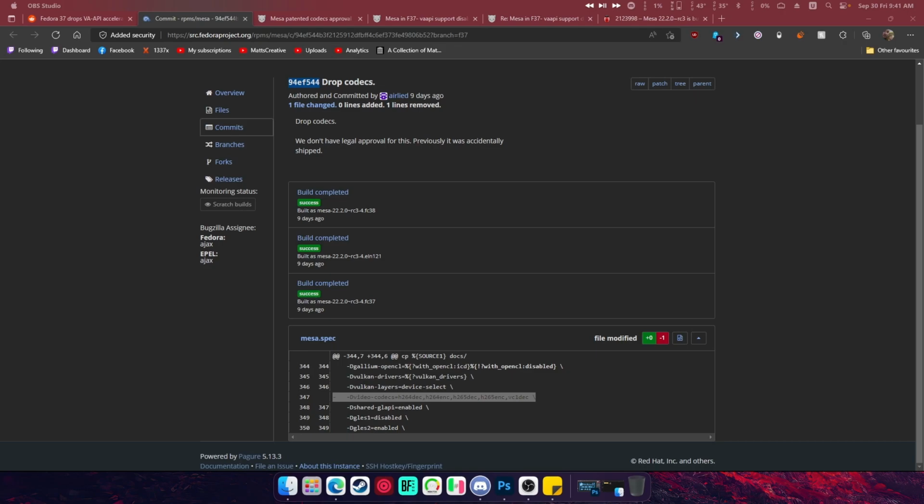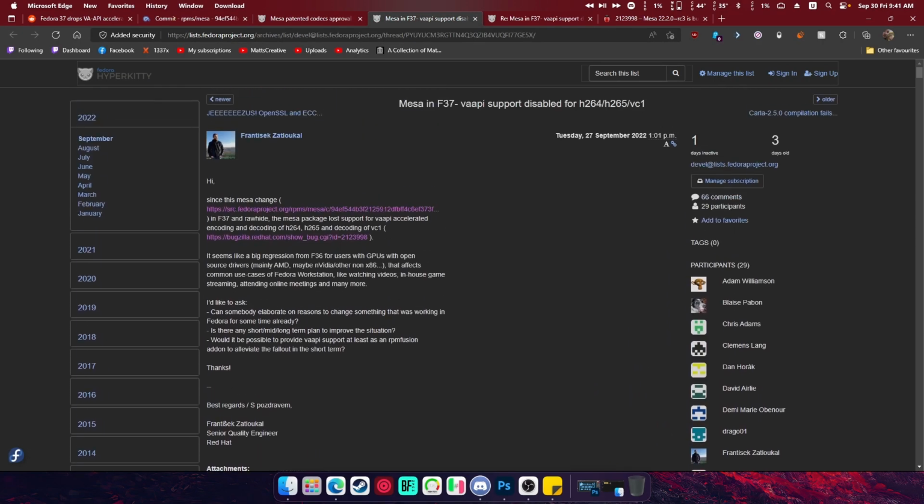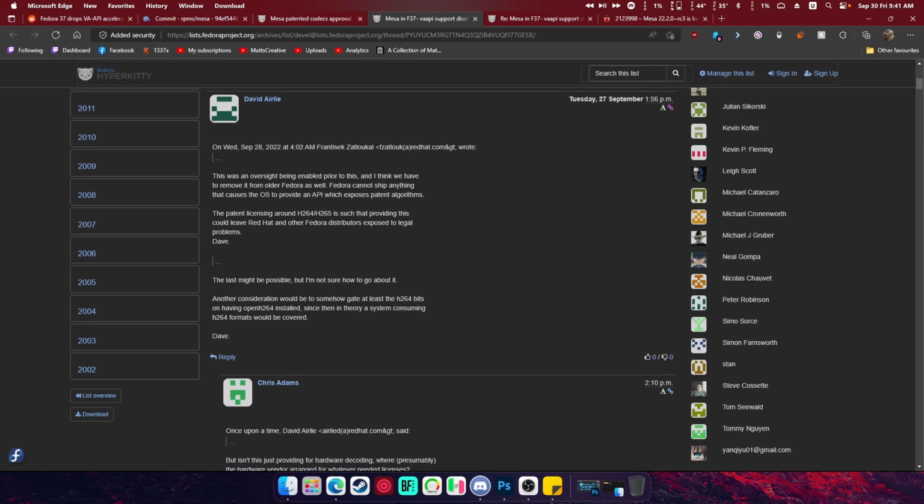Now, legal things that I believe David said. This is David right here. So this is what he says: This was an oversight being enabled prior to this. I think we have to remove it in older Fedora as well. That means mentioning Fedora 36 and probably 35, who knows. Fedora cannot ship anything that causes the OS to provide an API which exposes patent algorithms. The patent licensing around H.264 and H.265 is such that providing this could leave Red Hat and other Fedora distributors exposed to legal problems.